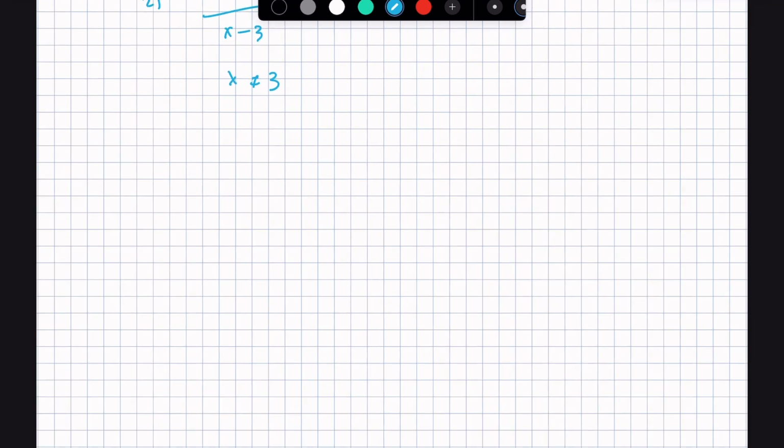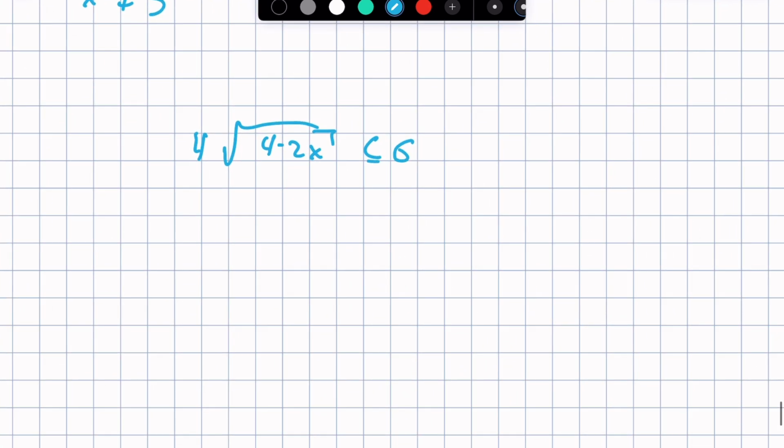Okay? Now, let's do une équation, something like 4 racine carrée de 4 moins 2x égale racine carrée de 6, okay? So first we simplify it. We isolate this. This is what we isolate, okay? So you divide both sides by 4.